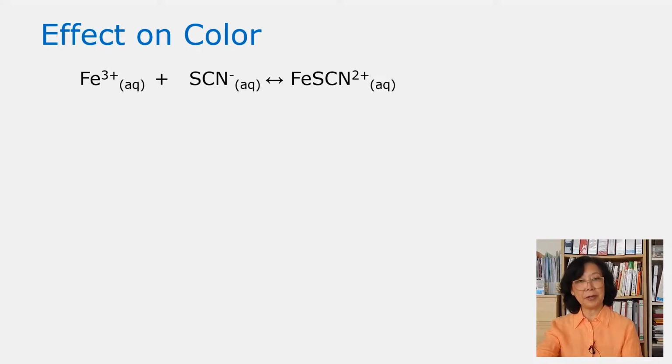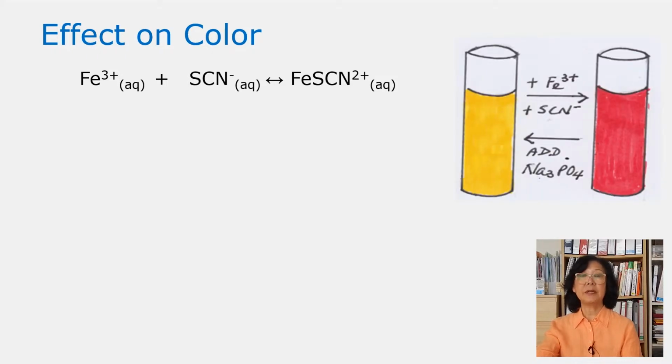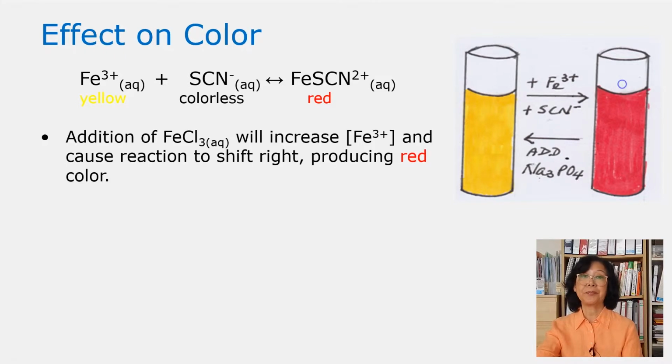Another effect on color: as iron 3 plus ion collides with thiocyanate ion, it forms the complex ion FeSCN2+. Now, the iron is yellow in color, thiocyanate is colorless, and the complex ion is red, like blood color.